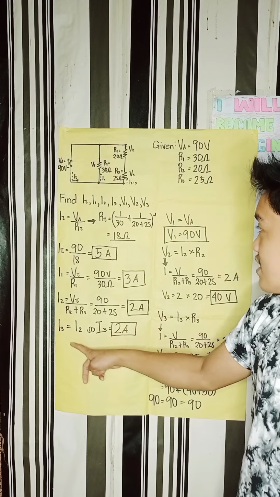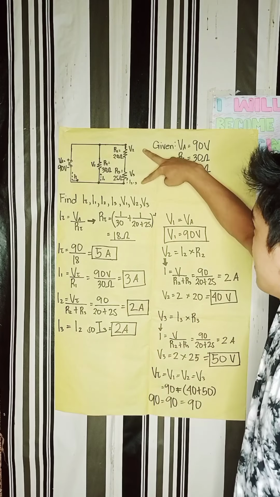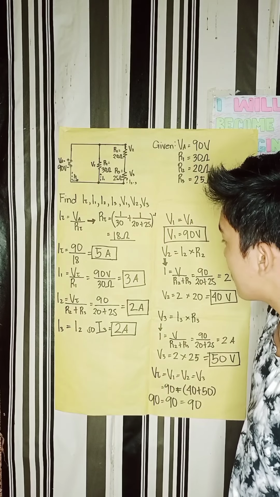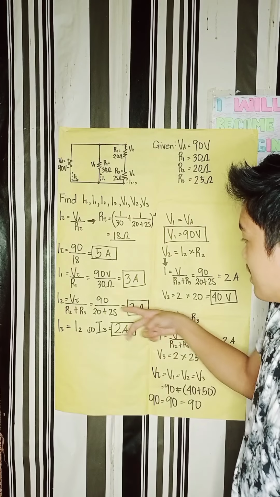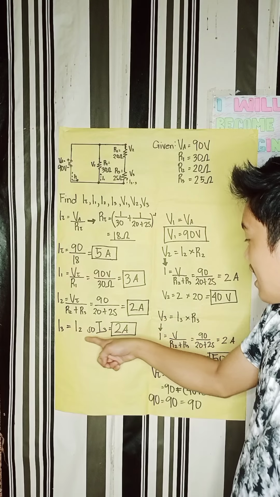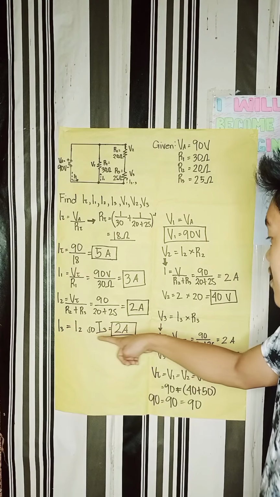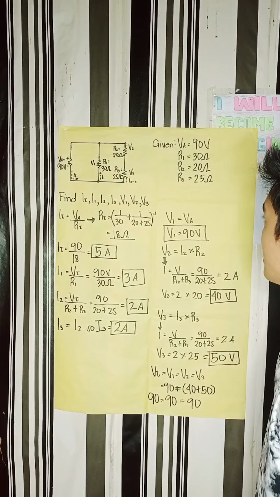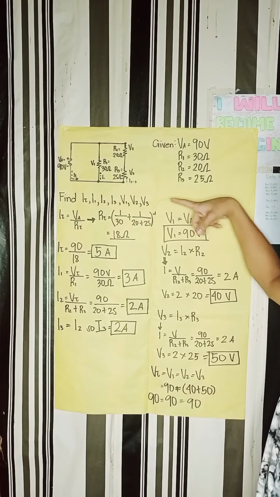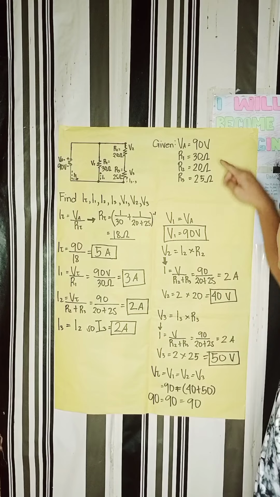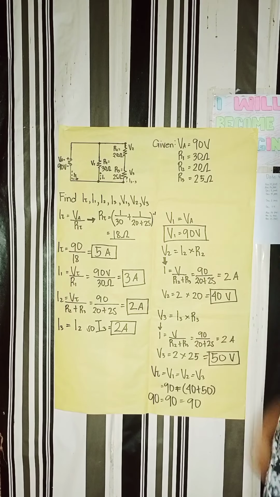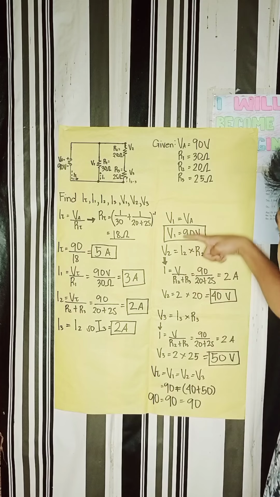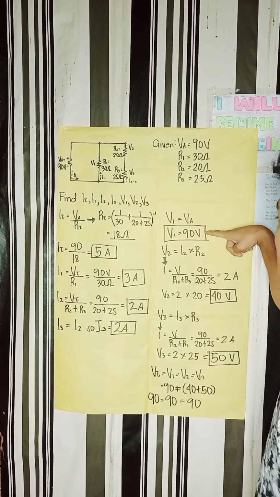Next is I3. So it is on a series circuit. On a series circuit, the current is equal. So I2 and I3 are equal. So I3 is also equal to 2 ampere. So next is V1. On a parallel circuit, the value of the total voltage is also equal to V1, V2, and V3. So in this problem, V1 is equal to 90 volts.